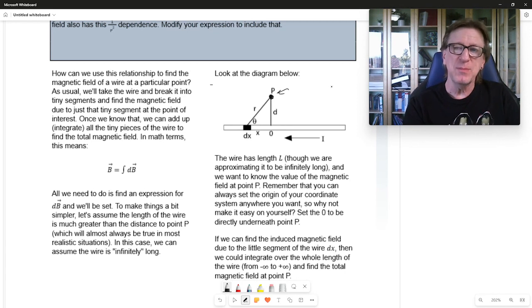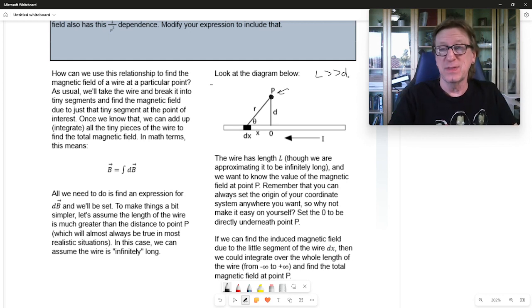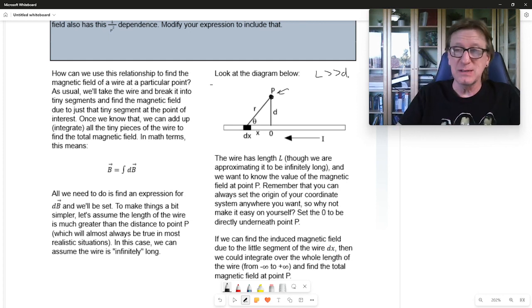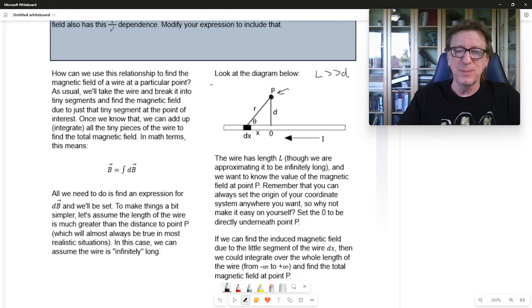What do we mean mathematically when we say something is infinitely long? We don't mean that the length is actually infinity. We mean that the length is much greater than the distance. And so you can't see the ends of it, is what that basically means. In most cases, that's going to be true. It's pretty rare for us to be so far away that we're a significant fraction of the length of the wire. If it's not true, then we're not going to go from infinity to infinity.